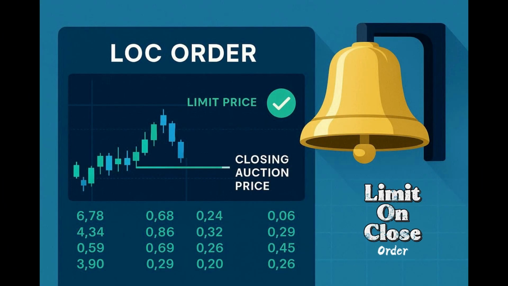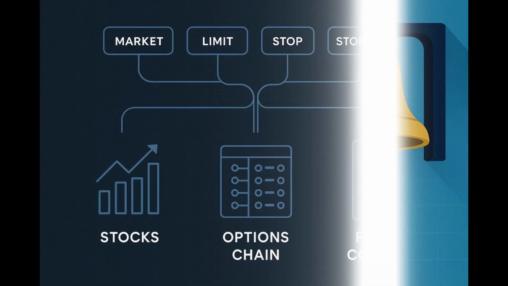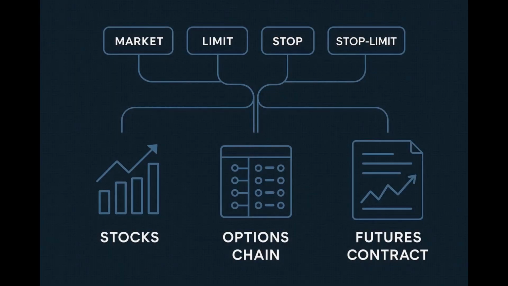LOC, limit on close, executes at the closing price only if that price meets your specified limit. Gives you price protection while participating in the closing auction. Must also be submitted before the cutoff time. These order types are available across stocks, options, and futures, though availability may vary by instrument and market conditions.